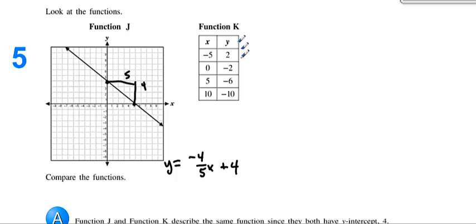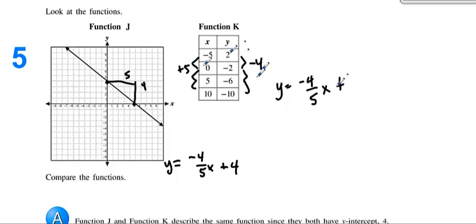Okay, let's do this one. So let me see. The pattern there is subtracting 4 each time. The pattern here is adding 5. So our equation here is -4/5 x. And then my y-intercept is right there at -2.